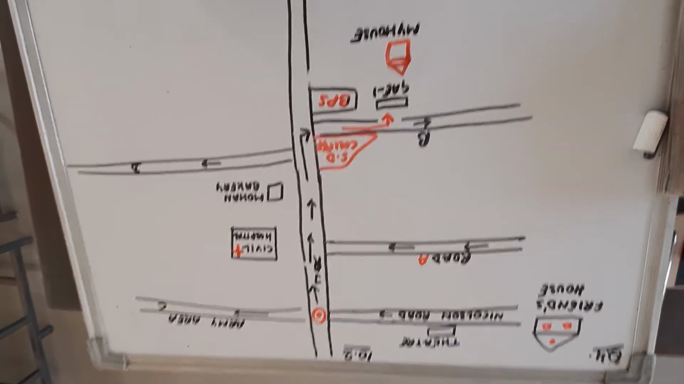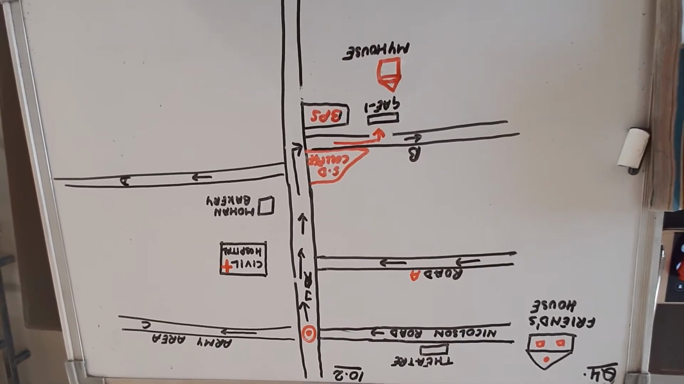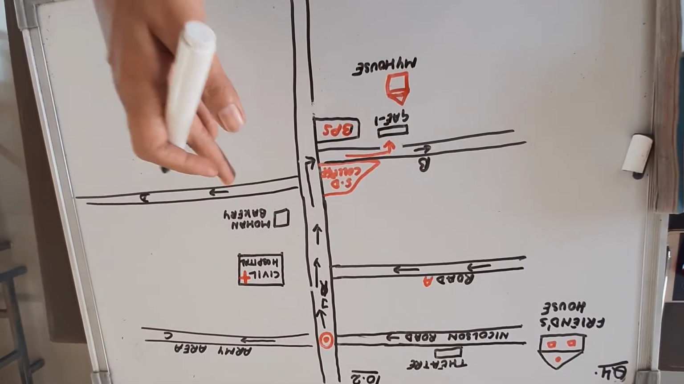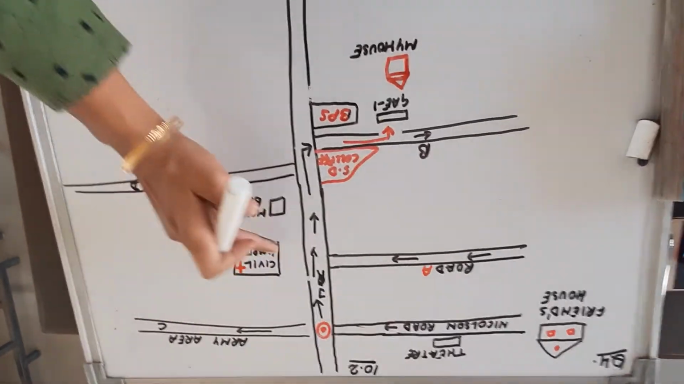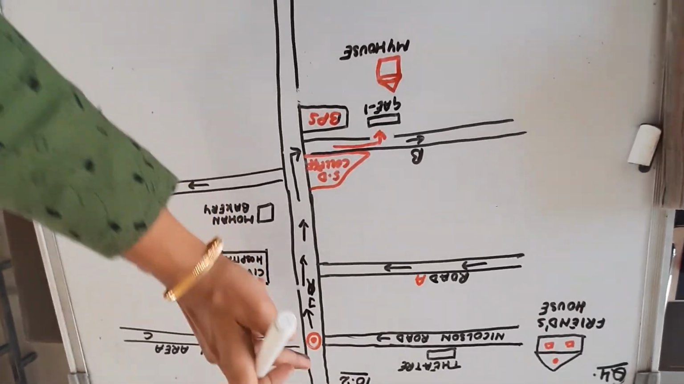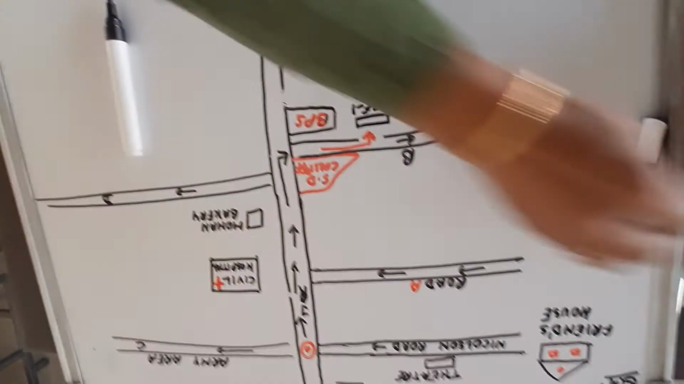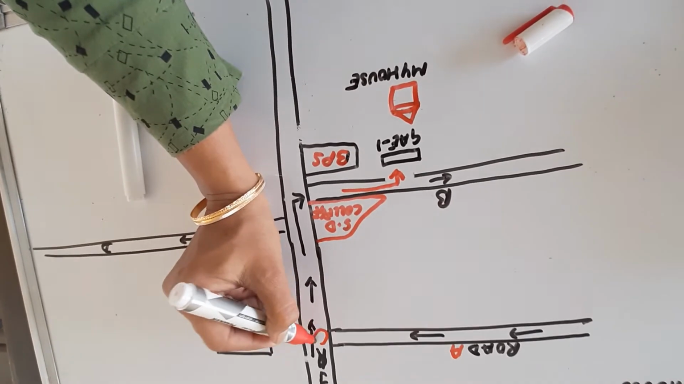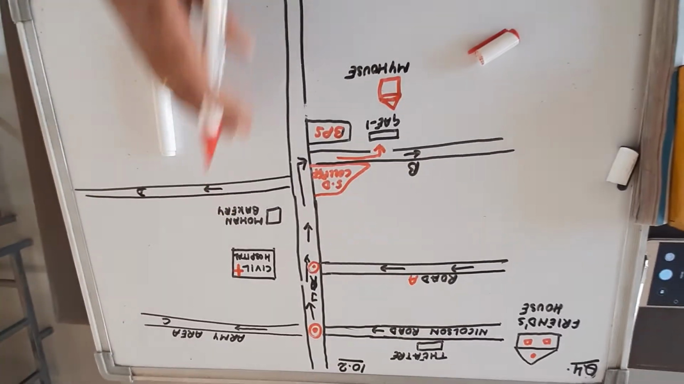So this kind of map should be drawn for your friend to reach your house. This is again your activity. Do not copy it from the video. Try to make it yourself and then show the symbols also used. This is for roundabout, okay? This is for roundabout. One more roundabout you can show here where civil hospital is there. Here is also a roundabout. So these are the roundabouts which you can show.